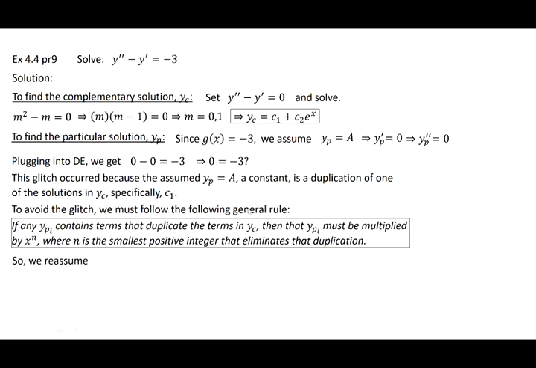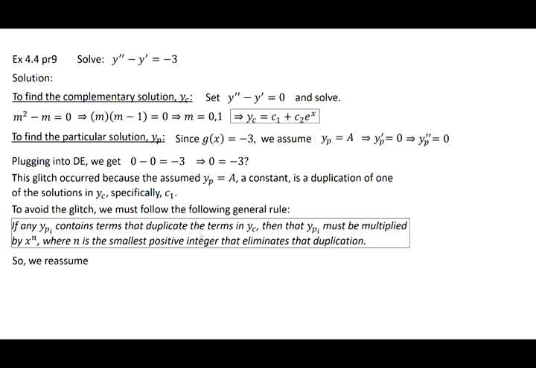We now have a duplication of what? Y sub p equals a. That constant is a duplication of the constant C1. So what this is saying is, to eliminate the duplication, multiply this by x. You could multiply by x squared or x cubed or x to the 4, but you must pick the power of x which is the smallest one that satisfies this. Satisfies meaning that it eliminates the duplication.